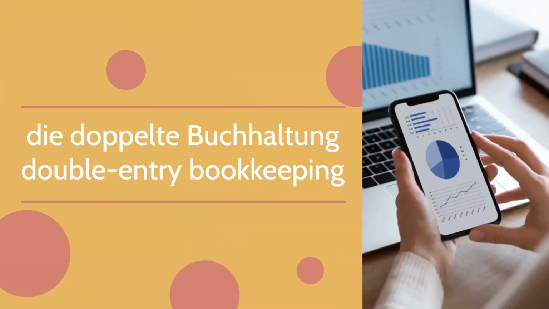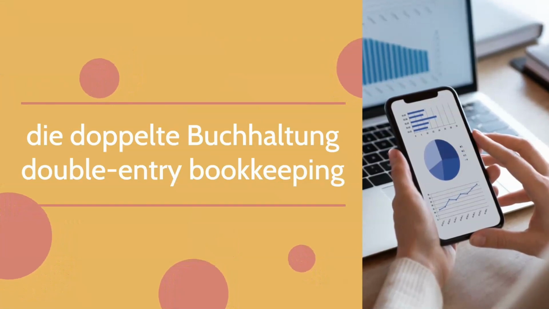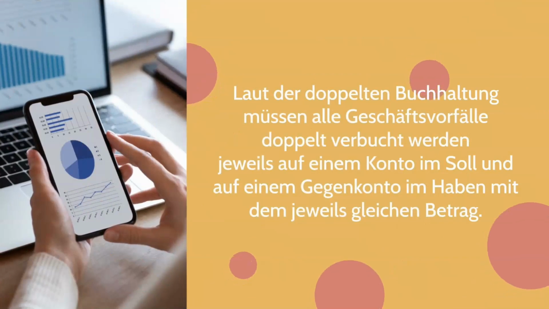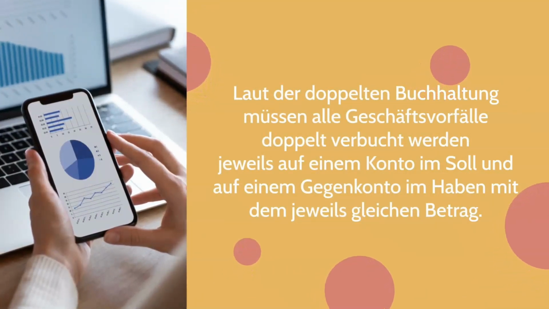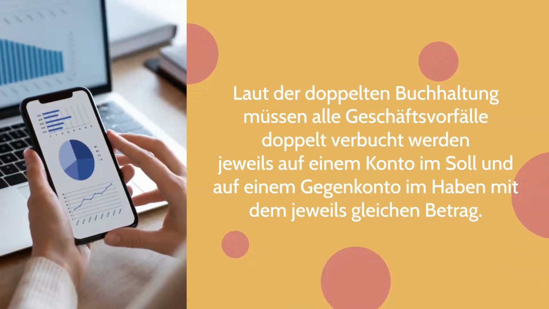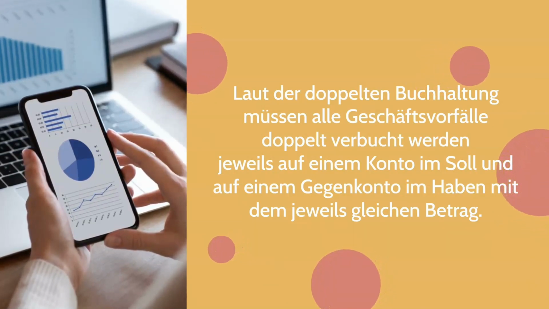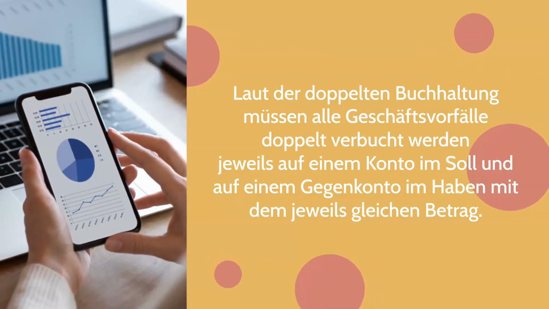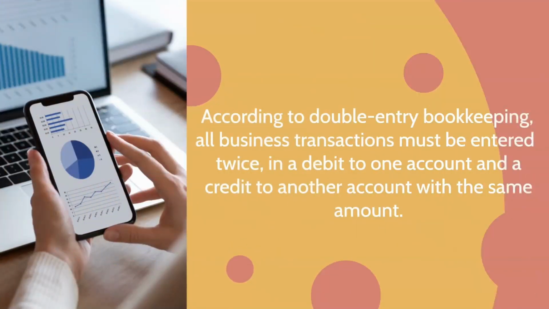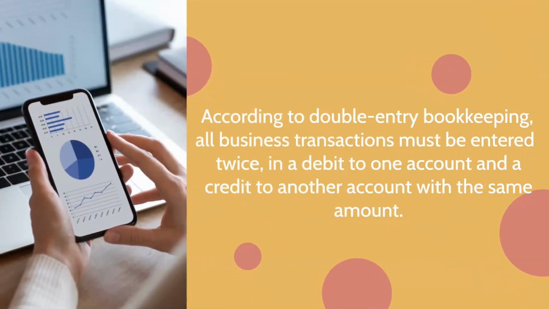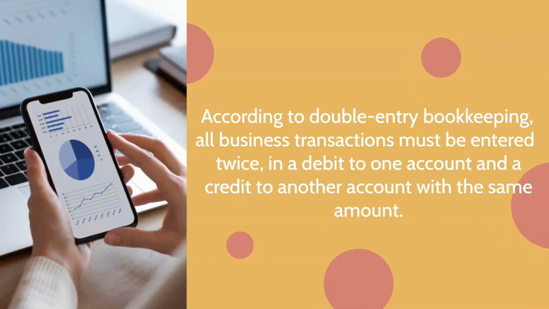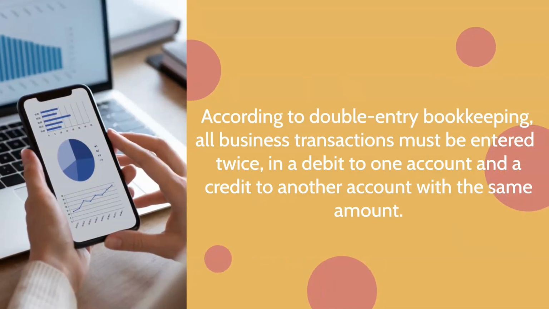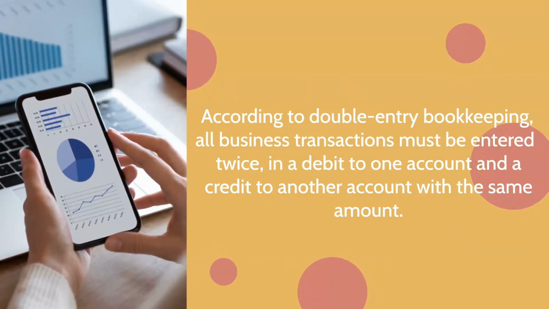Die doppelte Buchhaltung. Double Entry Bookkeeping. Laut der doppelten Buchhaltung müssen alle Geschäftsvorfälle doppelt verbucht werden, jeweils auf einem Konto im Soll und auf einem Gegenkonto im Haben mit dem jeweils gleichen Betrag. According to double entry bookkeeping, all business transactions must be entered twice in a debit to one account and a credit to another account with the same amount.